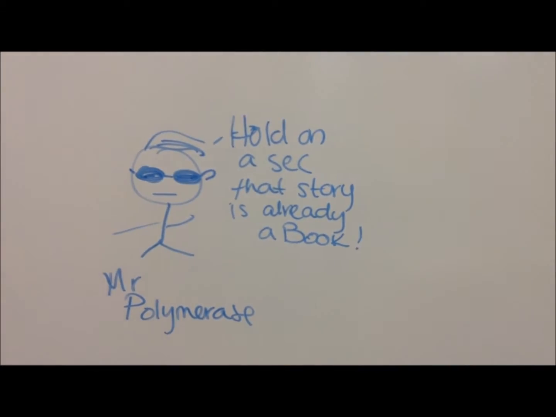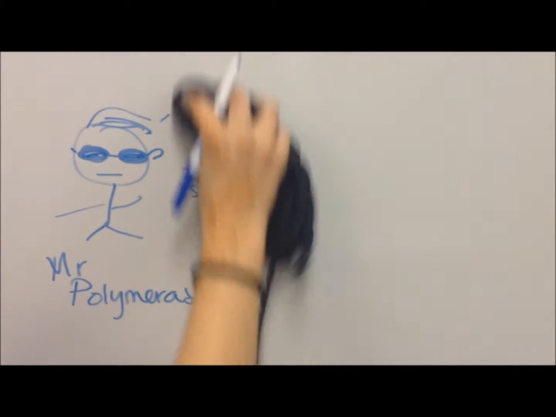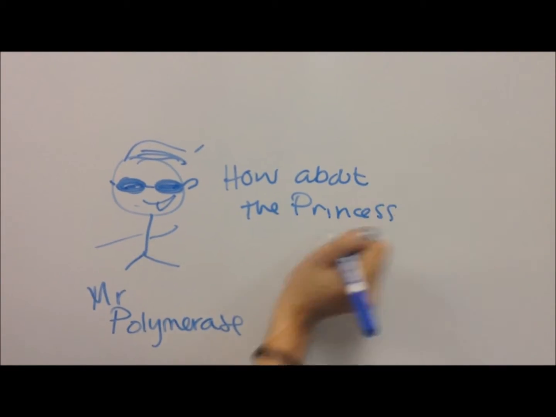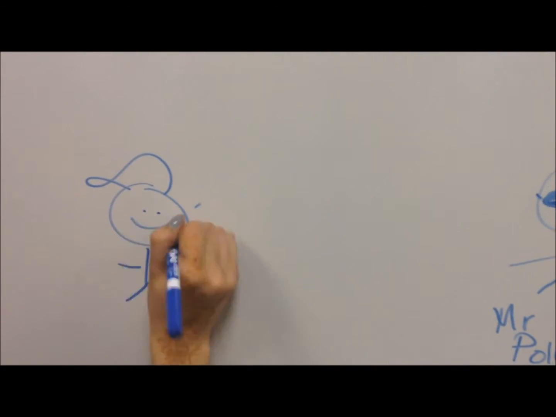The next step is when RNA polymerase forms the mRNA strand using the complementary base pairing. RNA has the opposite complementary bases compared to DNA, which is why Mr. Polymerase advises the writer to write "Princess saves the prince" instead of vice versa.